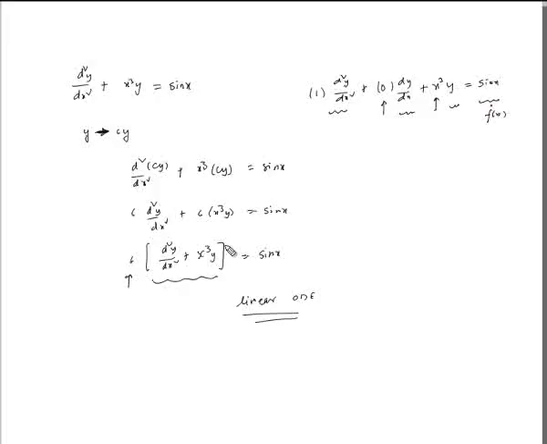And remember the order is 2 here, because of the order of the highest derivative term, and the degree is 1. So the order is 2 and the degree is 1, so you can say this is a second order linear ODE. This is a complete way of describing a differential equation. Now another classification is that a linear ODE can be homogeneous or non-homogeneous.